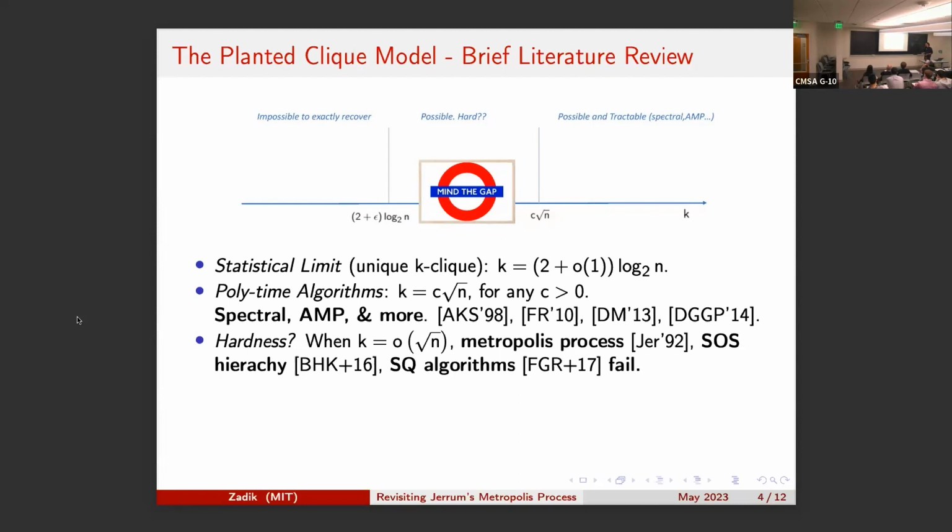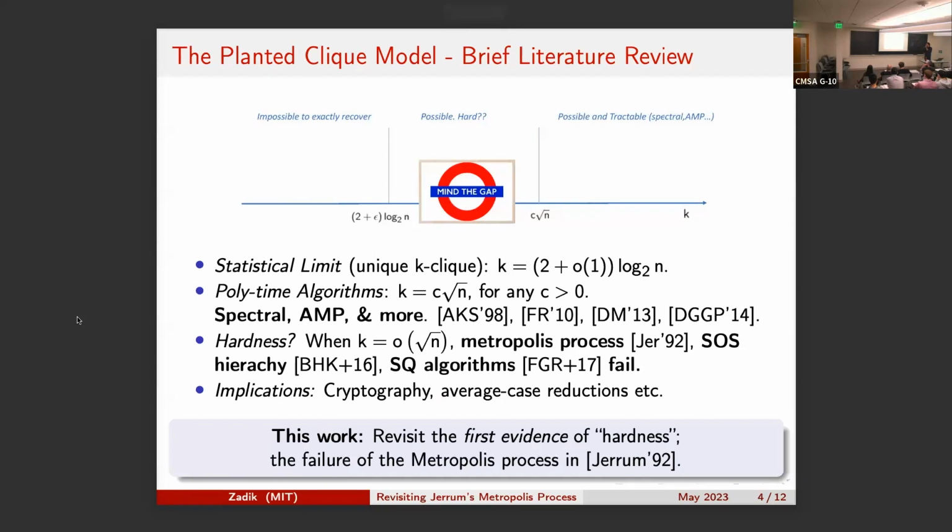And of course, at the moment, in this decade, we also know sum of squares hierarchy lower bounds, statistical query lower bounds, and so on. And let me say that this hardness has been used as a cryptographic primitive, as a start of average-case reductions. So it's well believed among some people as a hardness assumption. What we do in this work is, for reasons I'm going to explain, revisit this very first evidence.